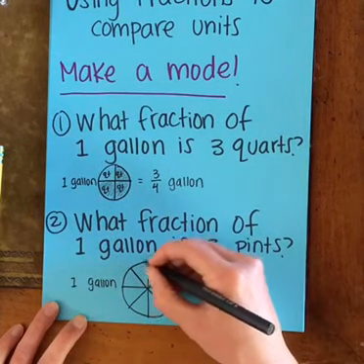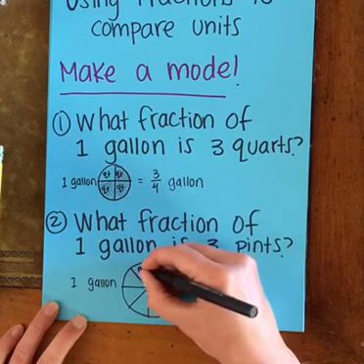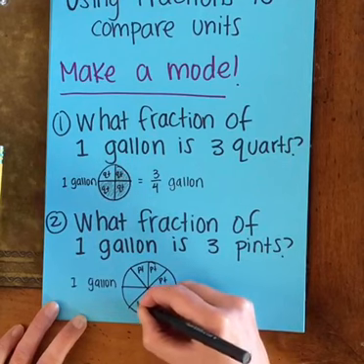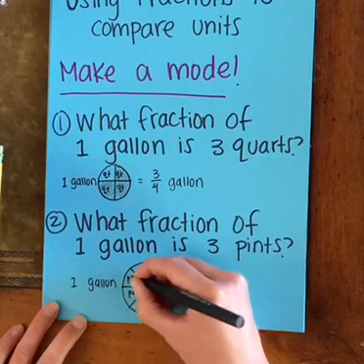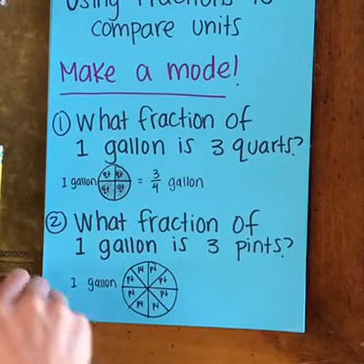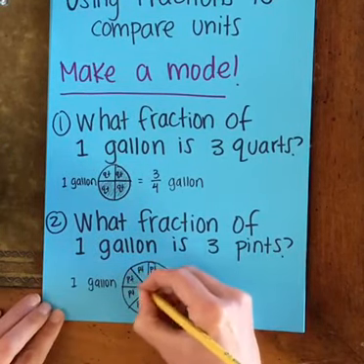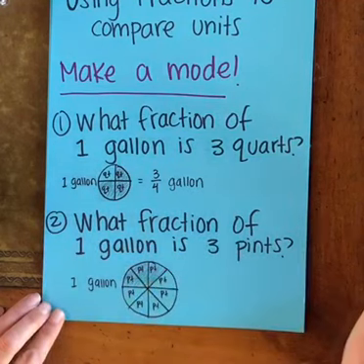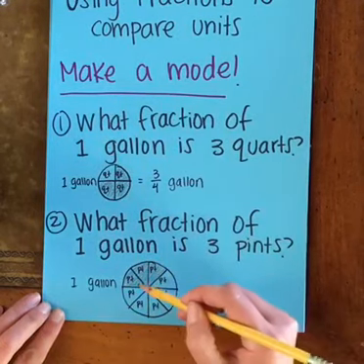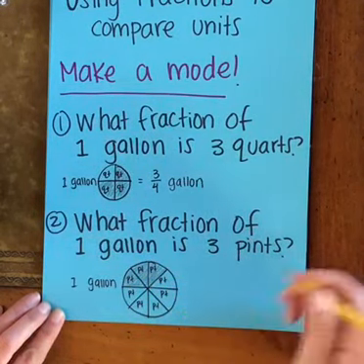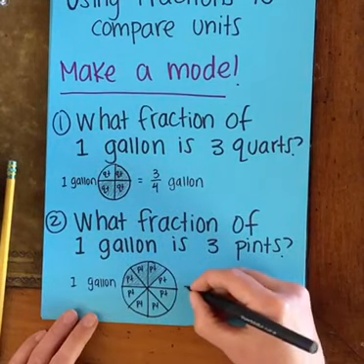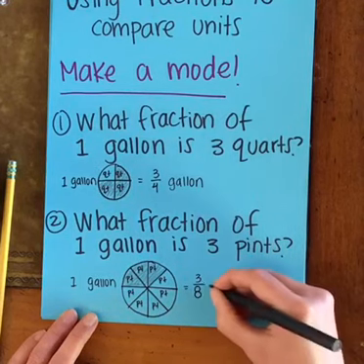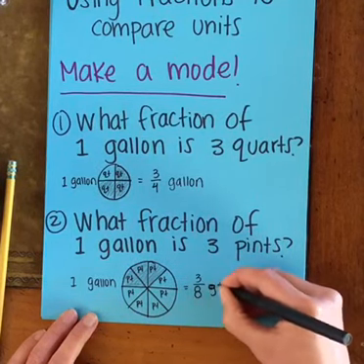And if each of these 8ths is 1 pint, and I only have 3 pints in my question, what fraction of 1 gallon is 3 pints? I have 1, 2, 3 out of 8 pints. So that tells me that 3 pints is 3/8 of a gallon.